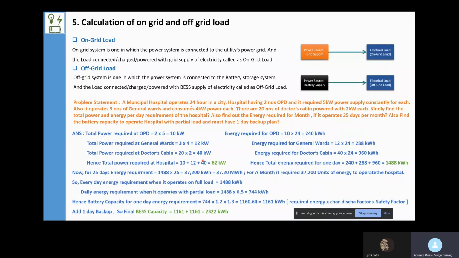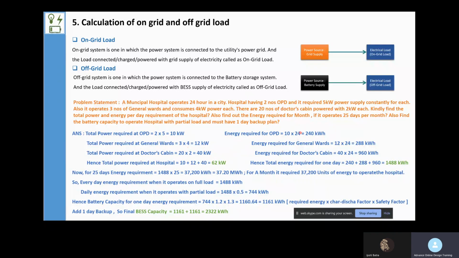With respect to time, right? So here also we are doing the similar thing. In a day, the very first sentence we marked, municipal hospital operates 24 hours in a city. So this calculation is for a single day right now. You calculate for one day and then multiply with 25. So energy required for OPD: what is the power? It's 10. And for how many hours will it work? 24. Here, everything is calculated with respect to the peak power.